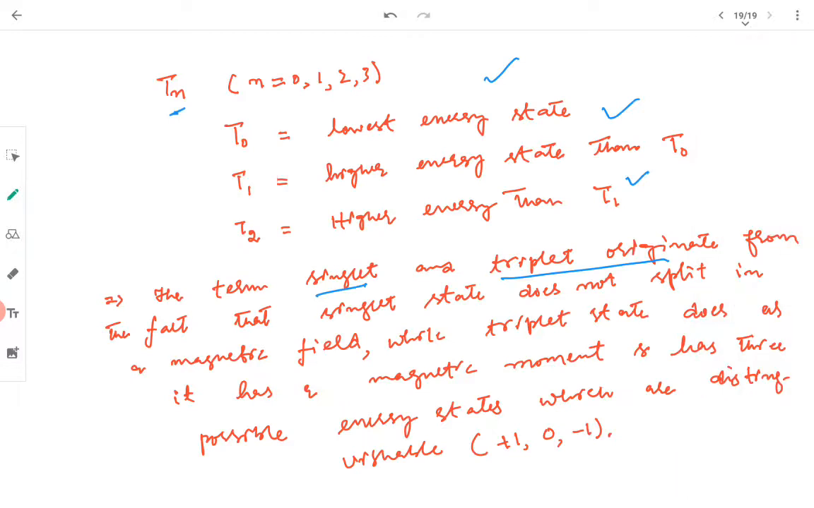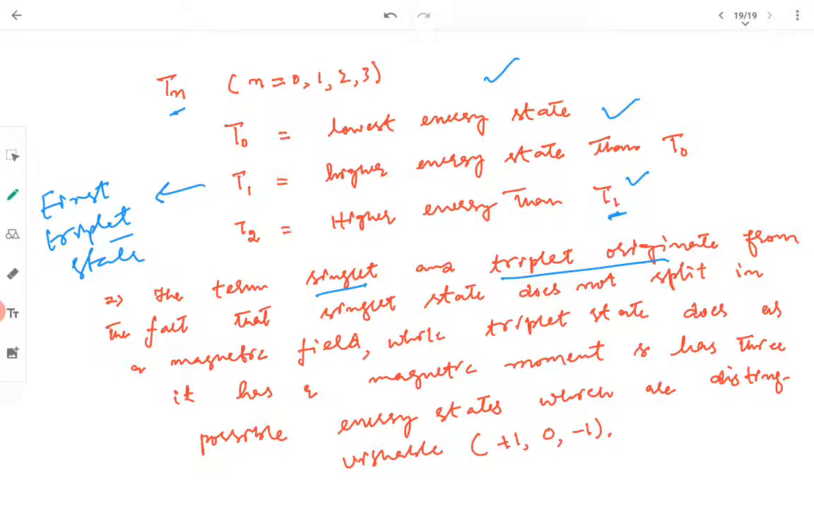So these triplet states are shown by Tn, where n can be equal to 0, 1, 2, 3. T0 is the lowest energy state. T1 is a higher energy state than T0, or we can call it the first triplet state. I will write here, it can be called the first triplet state. T2, the second triplet state, is higher than the T1 state.